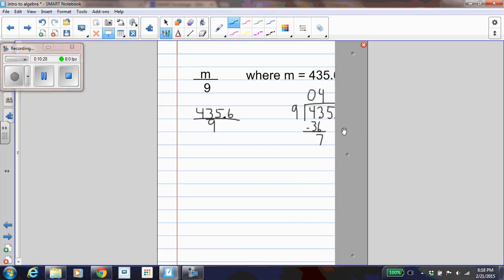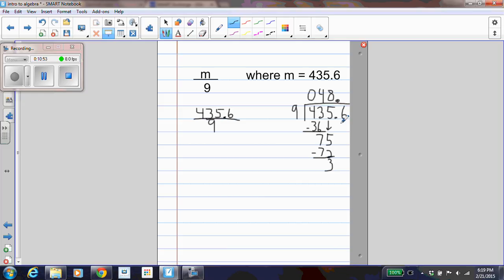Now I'm going to scoot this over to see if I'm done. I'm not done. I have this 5. I'm going to bring that down, and I'm not going to move the screen shade until I'm done with that. 75 divided by 9 is 8. 8 times 9 is 72. Subtract it. I have 3 left over. I'm not quite done yet. Scoot it over a little more, and I bring down my 6.